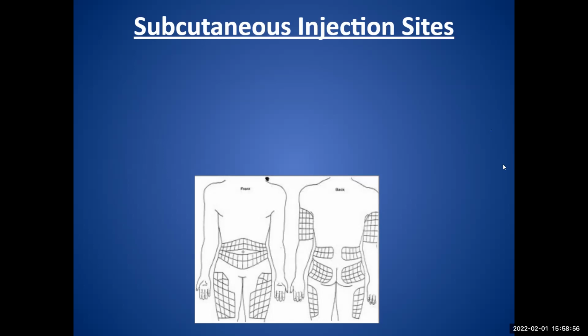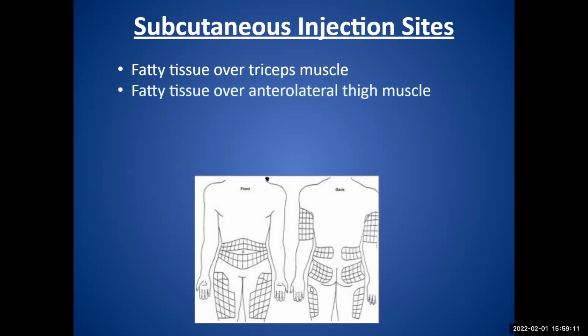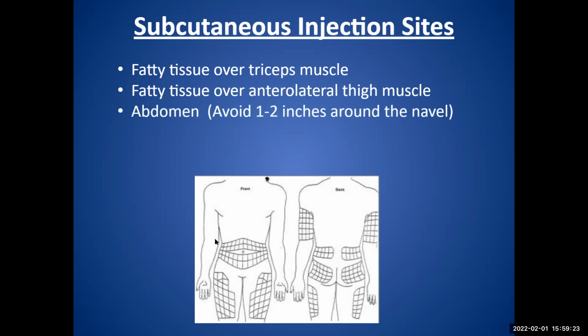Okay, so let's talk about the injection sites for subcutaneous. The most common one for immunizations is the fatty tissue that's over the triceps muscles on the back of the arm. You can also use the fatty tissue over the anterior lateral thigh muscle. Okay, right here. You can use the abdomen. Just make sure that you're avoiding 1 to 2 inches from the navel. So find the umbilicus and then make sure you measure out like a 2-inch circle radius around it and don't administer there.